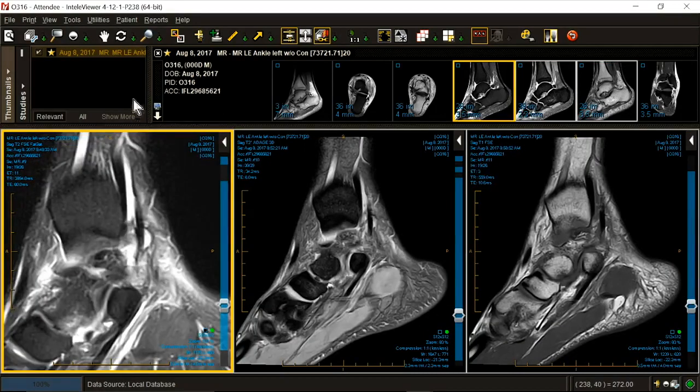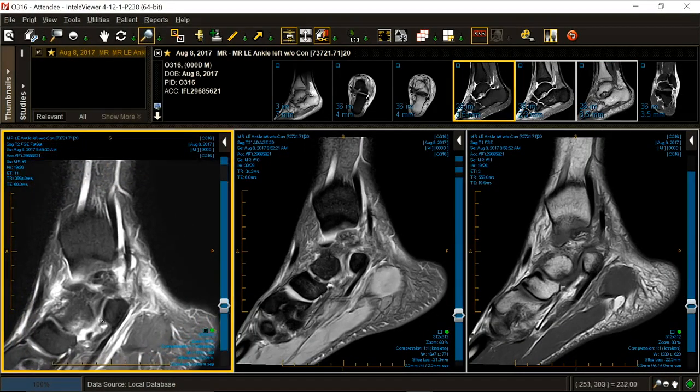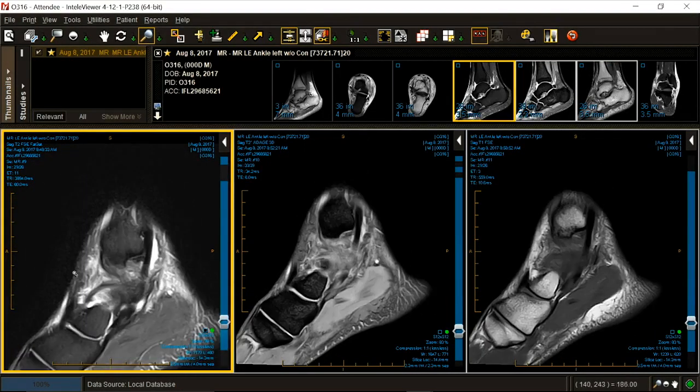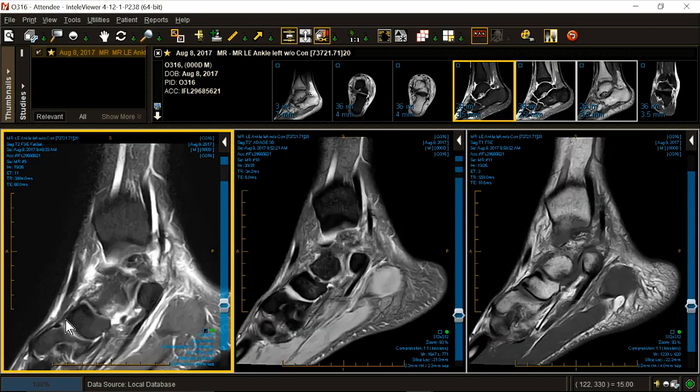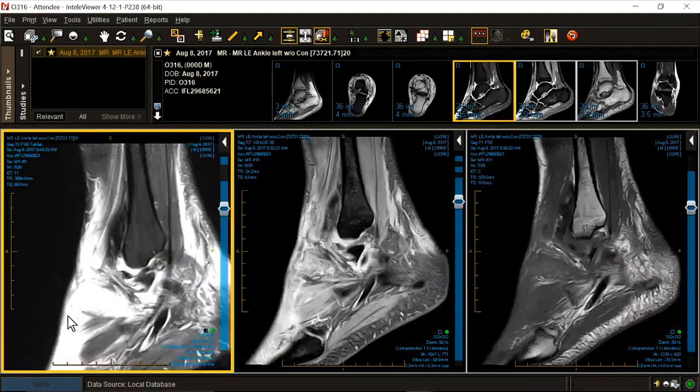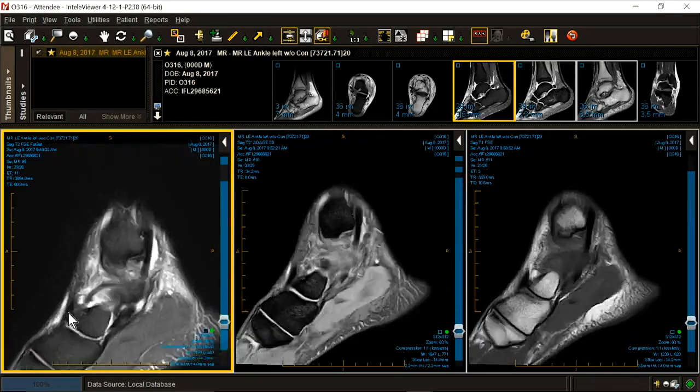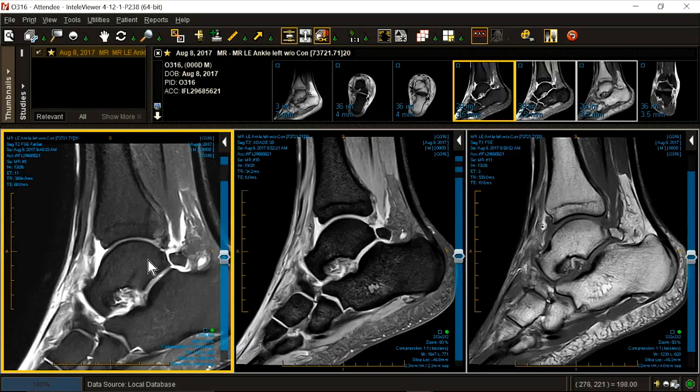The anterior group, let's make it a little smaller. Most important one, the tibialis anterior, which inserts on the medial cuneiform and the base of the first for you test takers. That looks fine. Talar dome, fine.